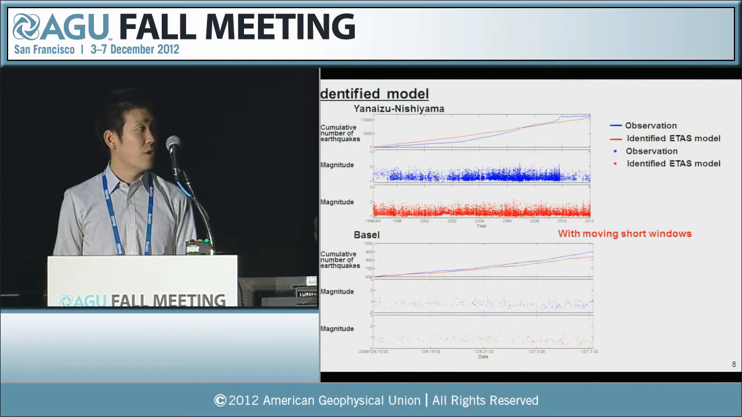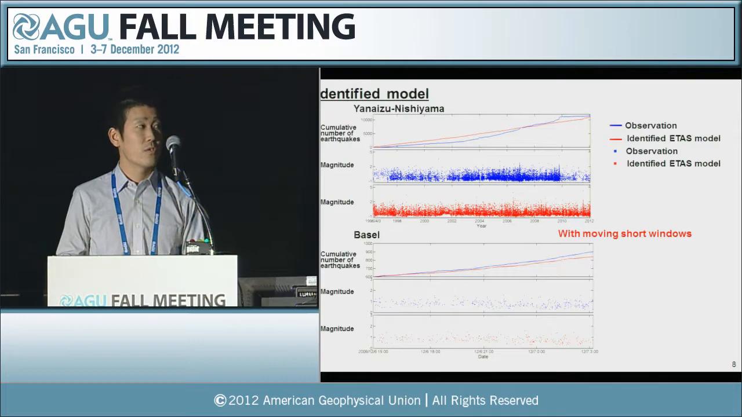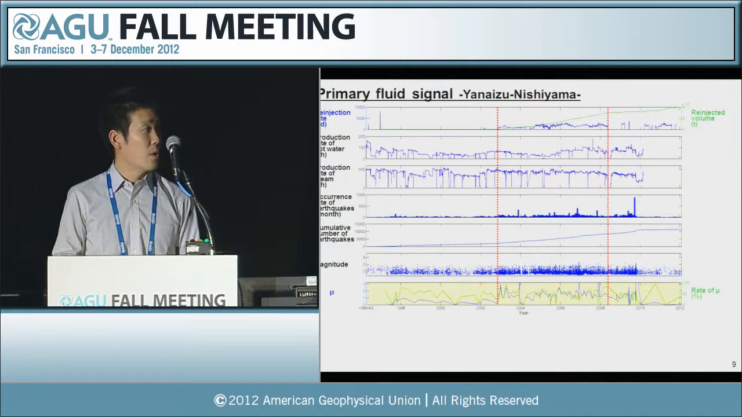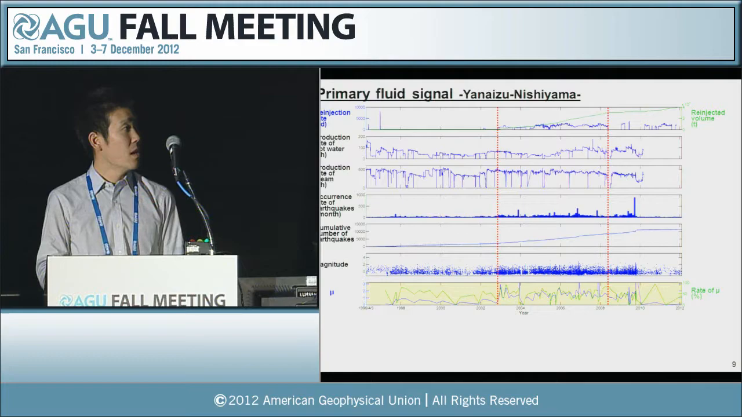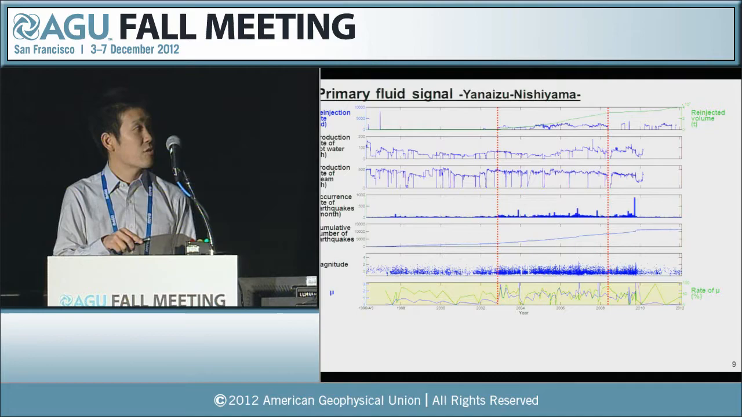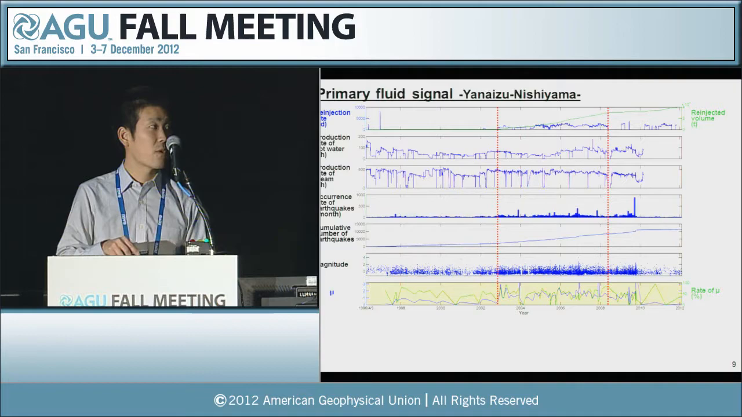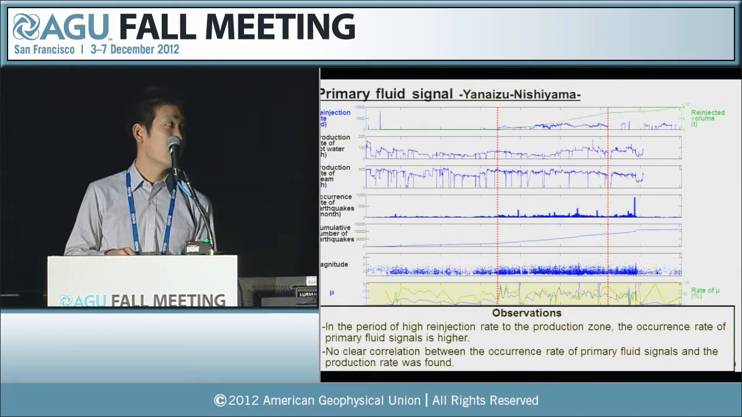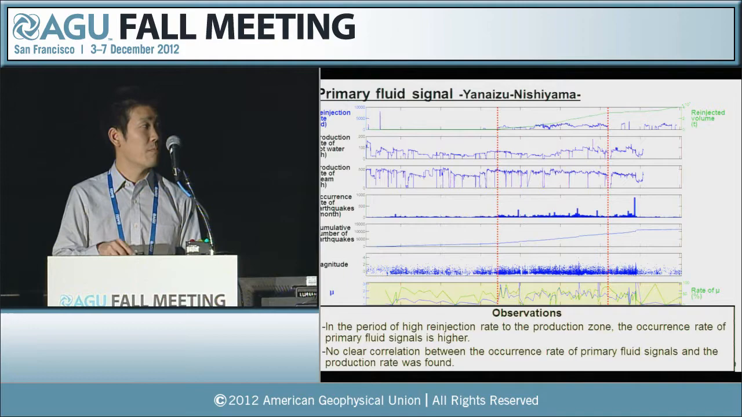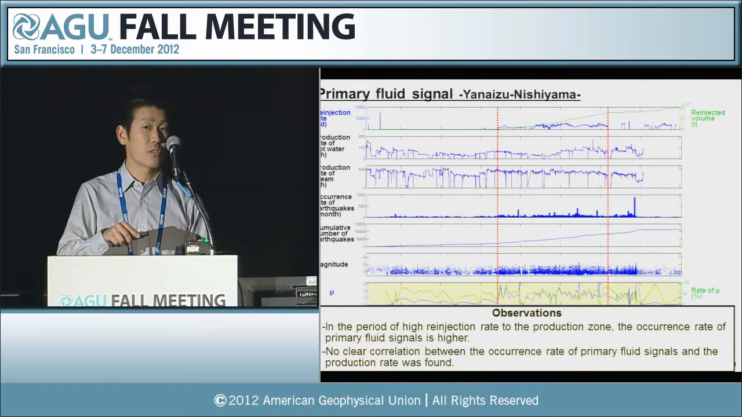However, we were able to model the microseismic activity at Basel when we use moving short windows. We have calculated the time change of the occurrence rate of primary fluid signals, which are considered to be related to water injection. This figure shows the result for Yanaizu-Nishiyama data. The horizontal axis is elapsed time, the top one is the reinjection rate to the production zone, and the bottom one is the occurrence rate of primary fluid signals. This figure shows that in the period of high reinjection rate to the production zone, a higher occurrence rate of primary fluid signals is observed, but no clear correlation between the occurrence rate of primary fluid signals and the production rate of geothermal water was found.